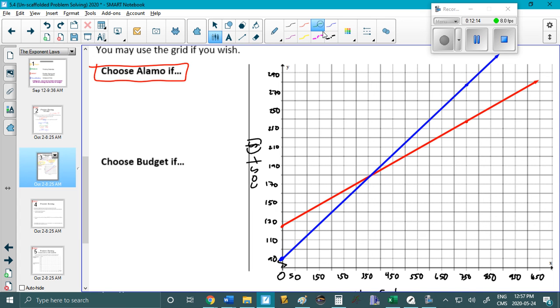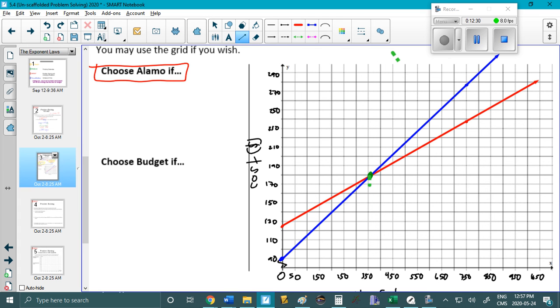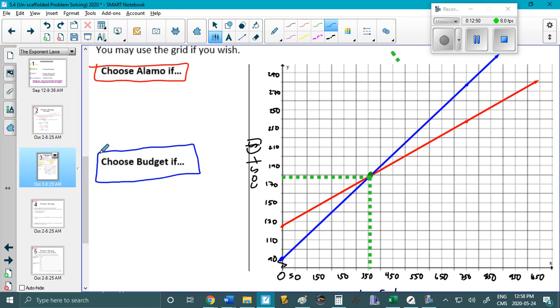Now, where they meet is going to be a really important point. We put a dot there. And now what this is going to tell us, if we draw a little dotted line down here, check this out. If we draw a dotted line down to here, and a dotted line over to here, this tells us that these 2 lines meet when the distance is a little over 350. So Alamo is our red line, budget's our blue line.